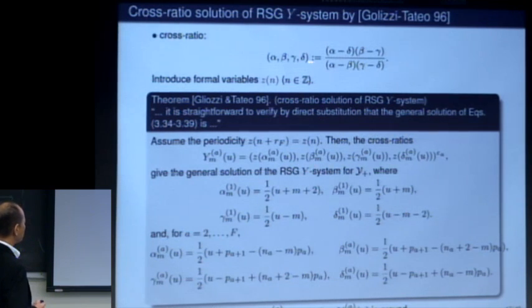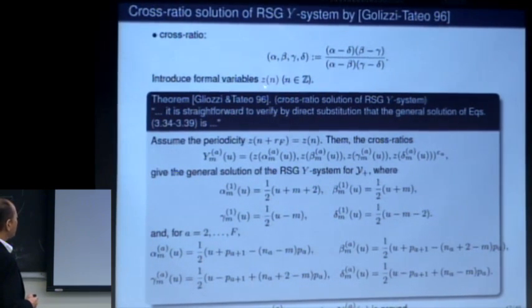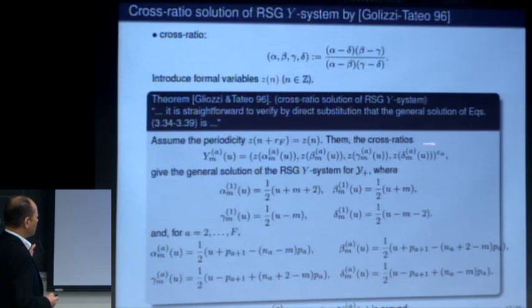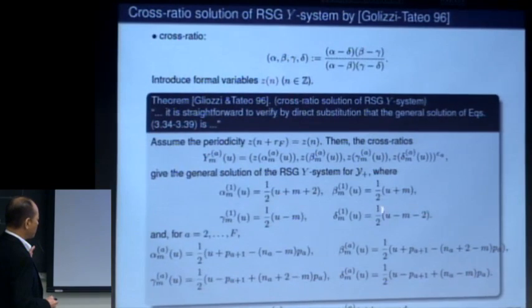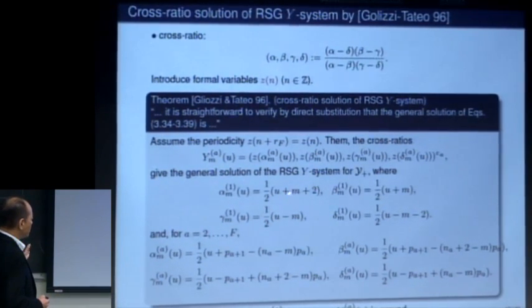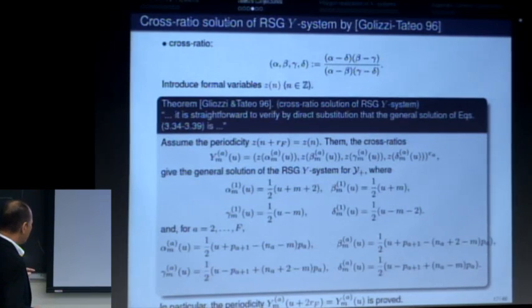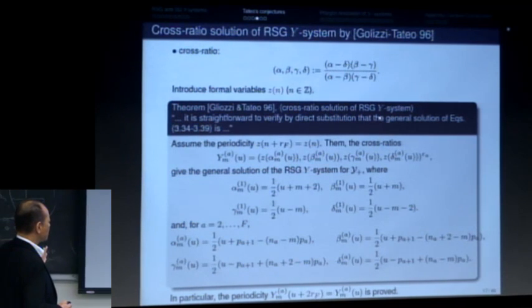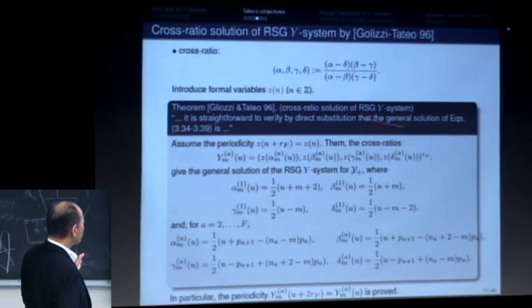So let's just define the cross ratio in this way, and we introduce formal variables Z_n. So it's infinitely many variables, and we assume the periodicity of these variables. Only assuming this, we have the following solution. You just consider the formal variable given by this, where the inside is given by some equation. You don't have to look into this, but it's some linear relation for this u. Then they said it is straightforward to verify by direct substitution that the general solution of this reduced Y system is here.